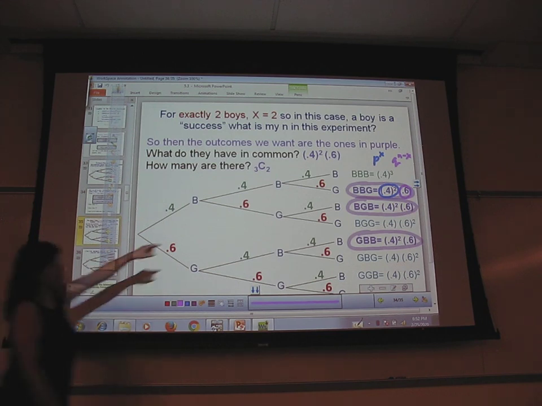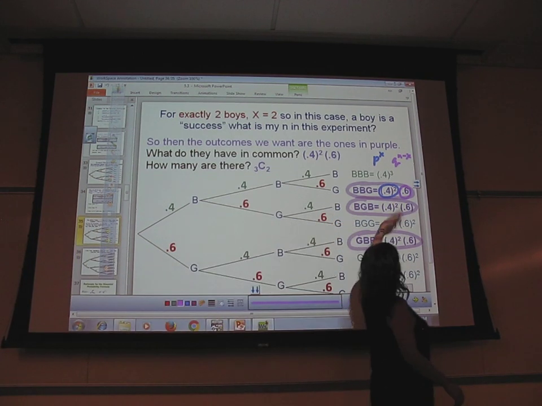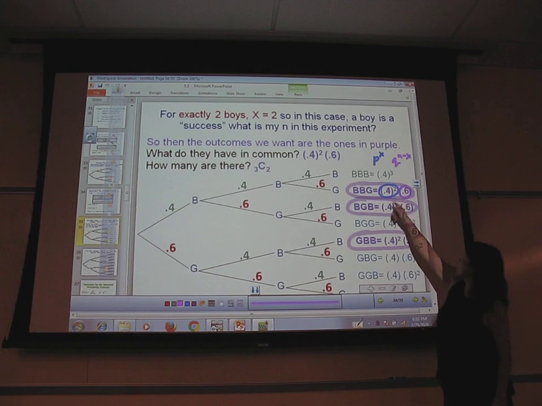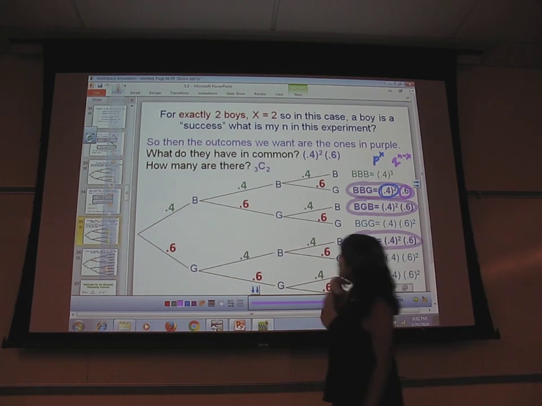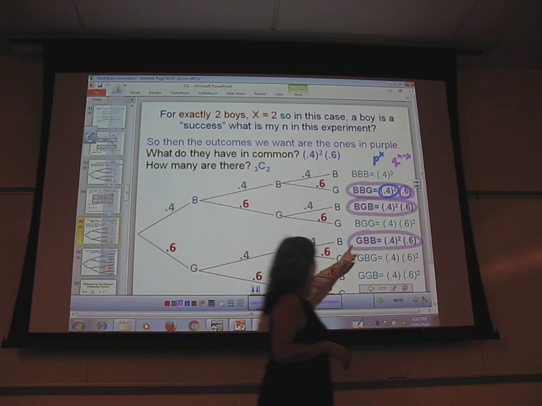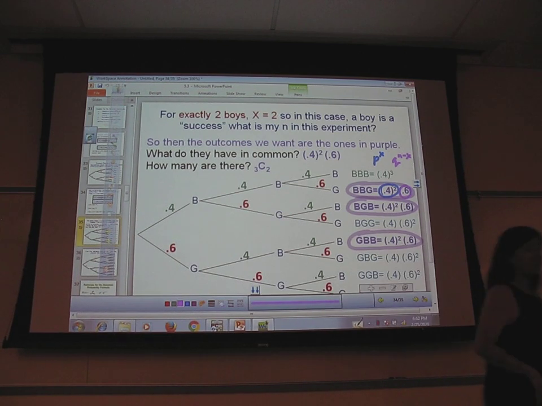I need to add these 3 amounts together, or it's multiplied by 3. So I need this times that times 3, because there's 3 of them. That will give me the problem that I'm looking for. Why 3? Because I have 3 children.